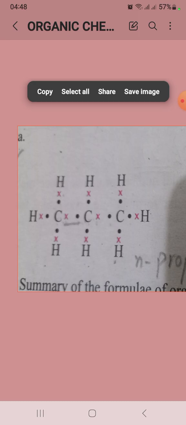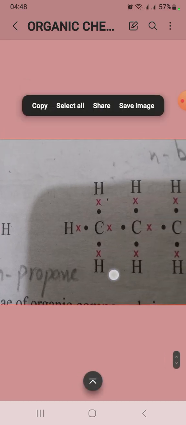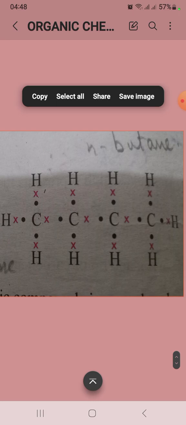This is the structure of N-propane. Propane is formed of 3 carbon atoms, so it will have a chain of carbon atoms with hydrogens attached to it, and the valence electrons of carbon and hydrogen are represented using dots and crosses. This is the structure of N-butane, in which 4 carbon atoms are joined through a straight chain, and hydrogen atoms are joined to the carbon atoms. Their sharing of electrons is shown by dots and crosses. I hope that these structures are clear to you.